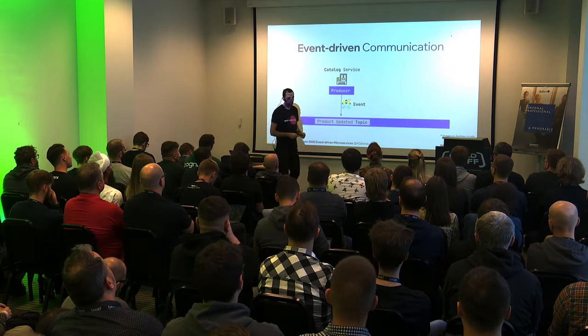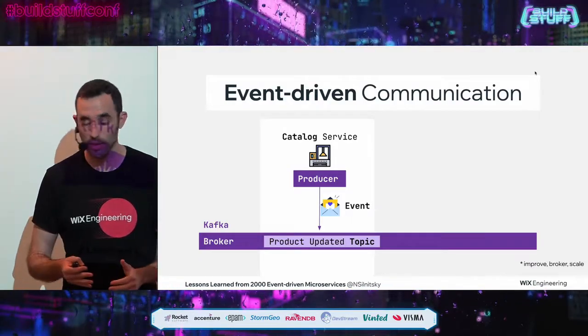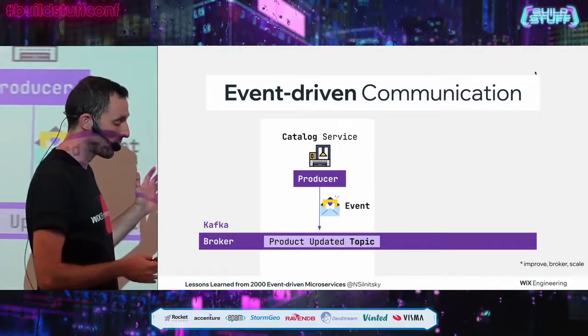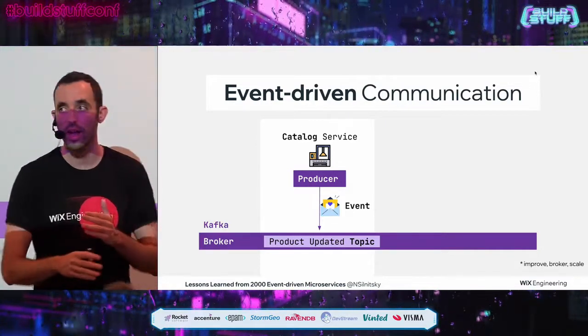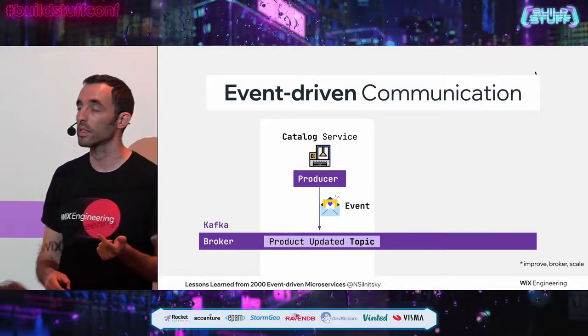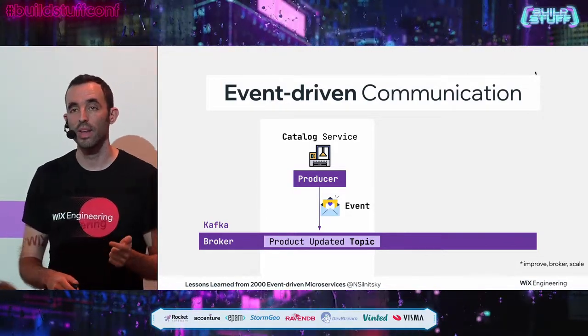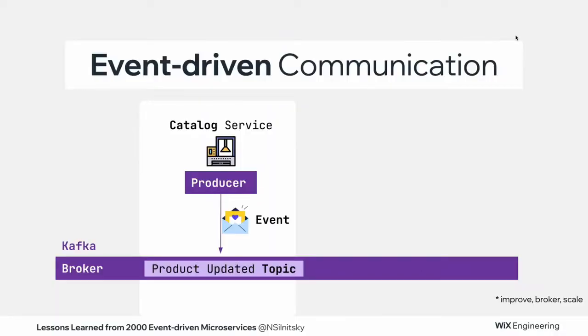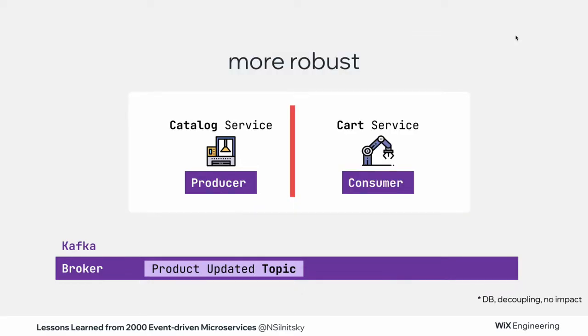So if we compare this to event-driven architecture, we see here that the responsibilities have actually flipped. Before that, we saw the CRUD service requesting information from the catalog service. Now, the catalog service is producing events. For instance, it produces events to a product updated topic. Specifically at Wix, we're using Kafka. And then we get the CRUD service consumer that can consume these events.